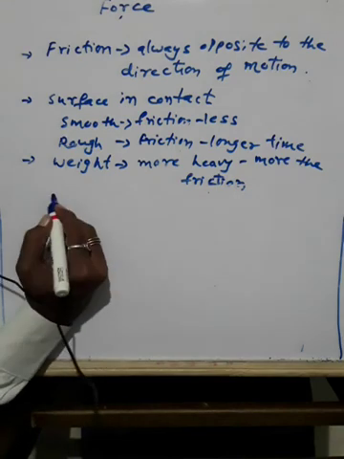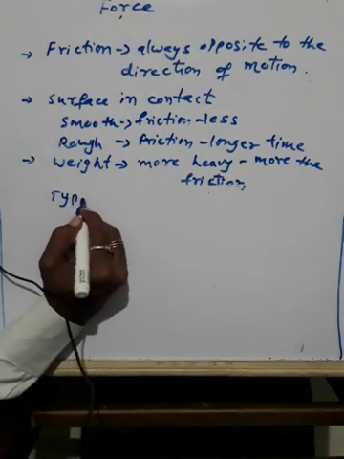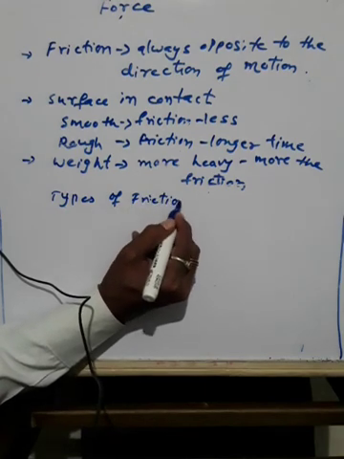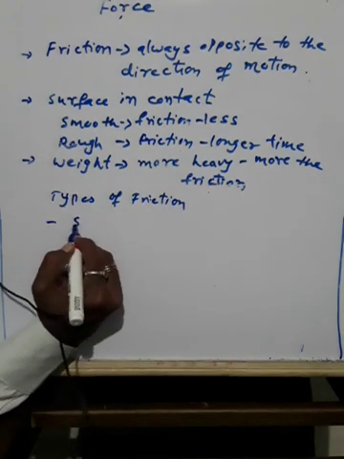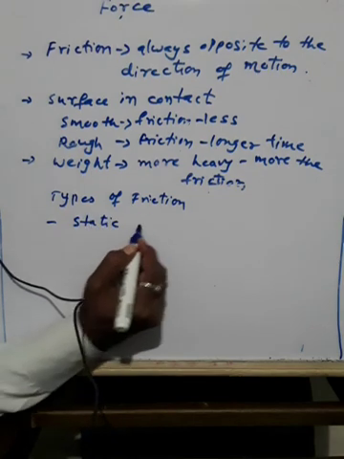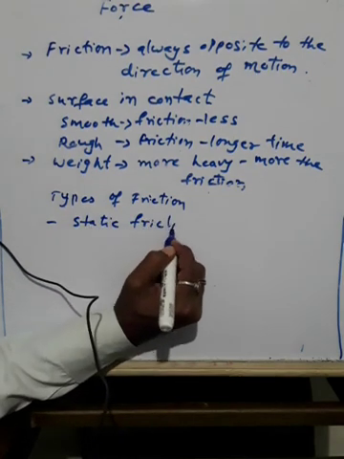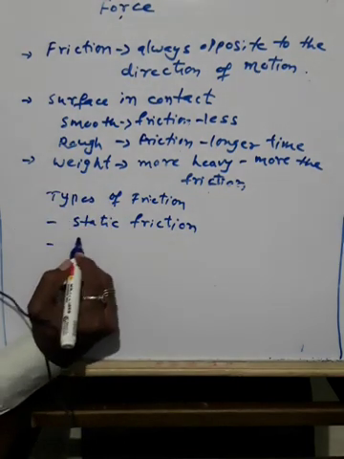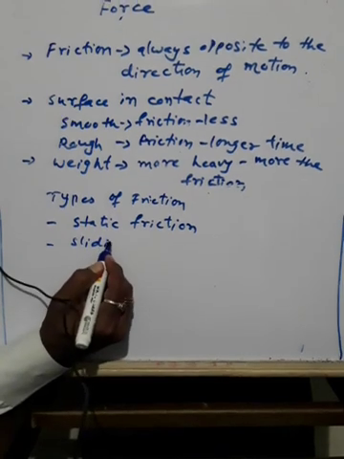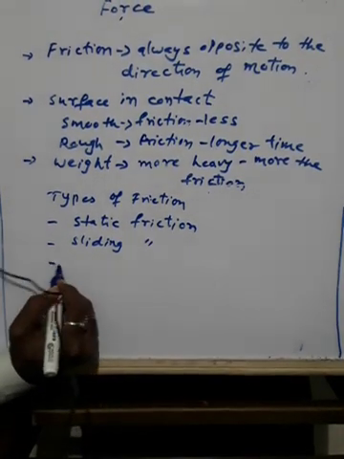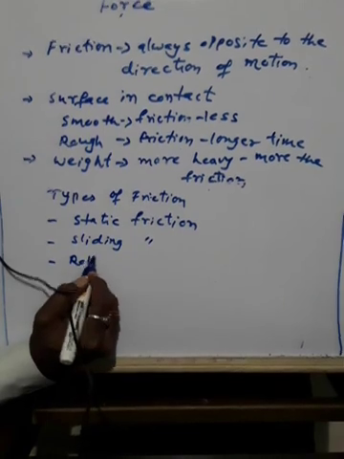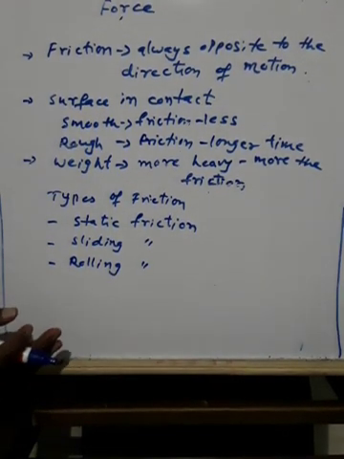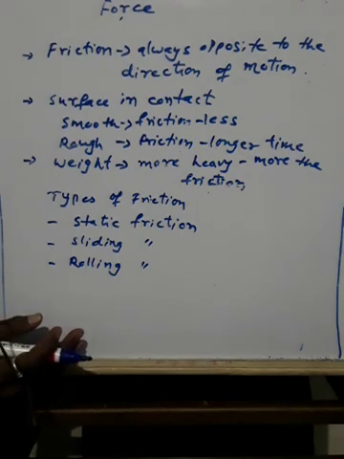Okay, now we'll learn what the types of friction are. There are three types of friction. One is static friction, one is sliding friction, and one is rolling friction. These are the three types of friction which we'll learn.